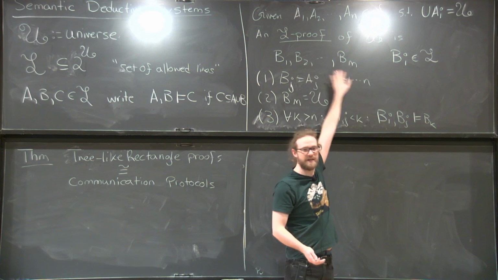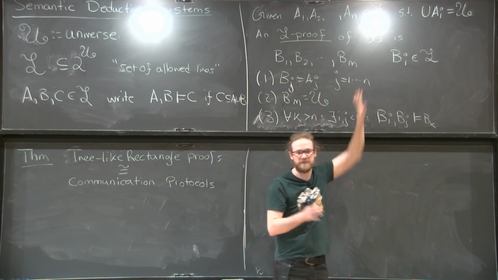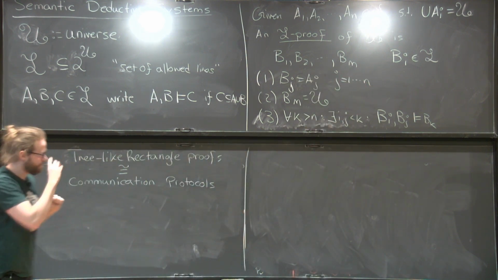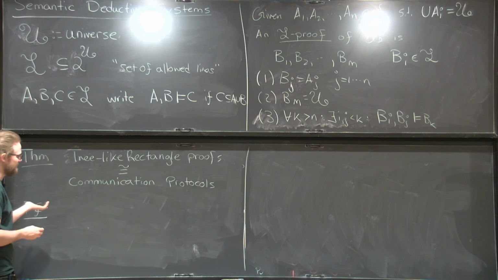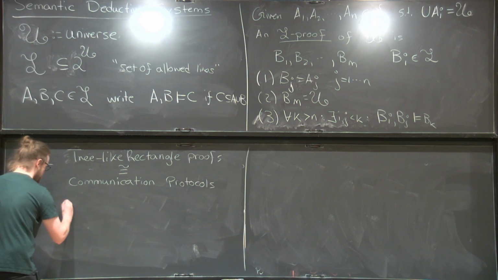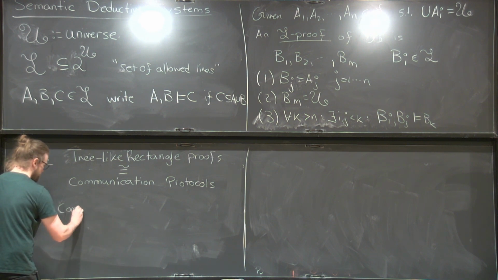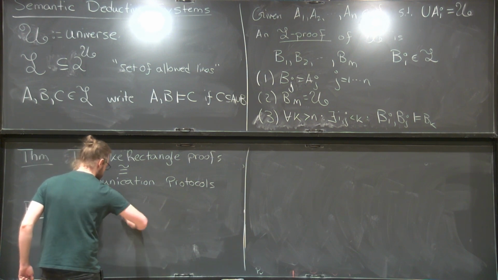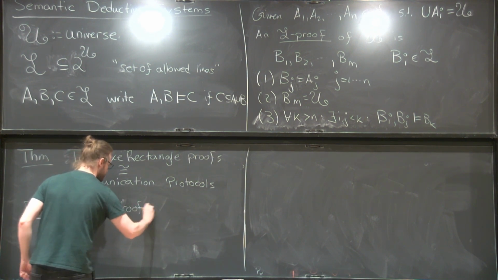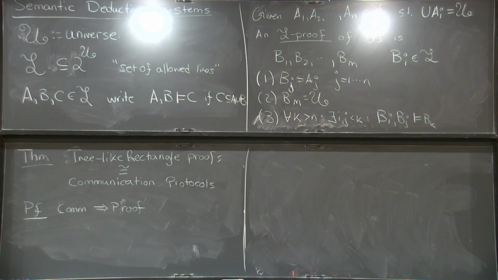So if I drew the dag of this, it would actually be like a tree. OK? Once again, one of these directions is easy and one of the directions is hard. Taking a communication protocol and turning it into a proof turns out to be the easy case. OK? Well, how does it work?